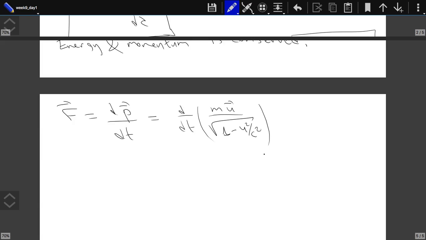But if the objects are moving, this will only feel the retarded position of the other object. So the force that this will feel will be related to the retarded position, not the current position. So you just cannot talk about action-reaction pairs.